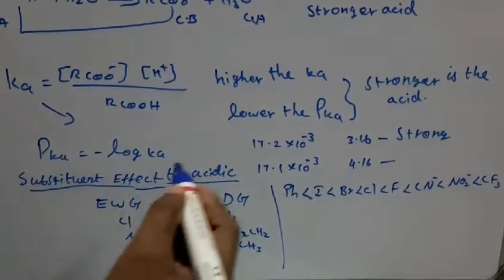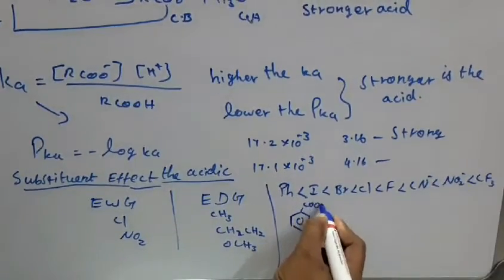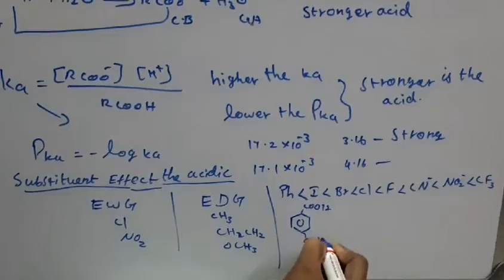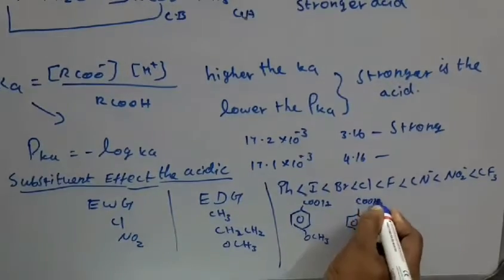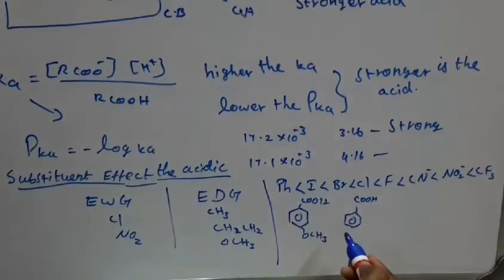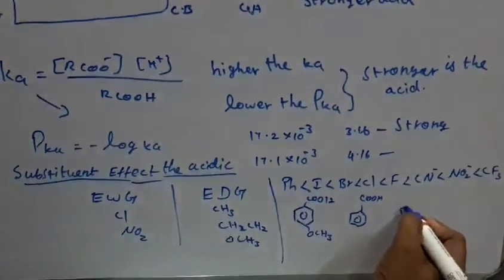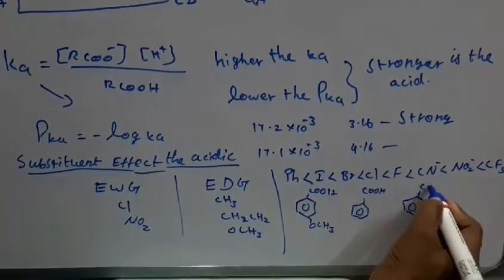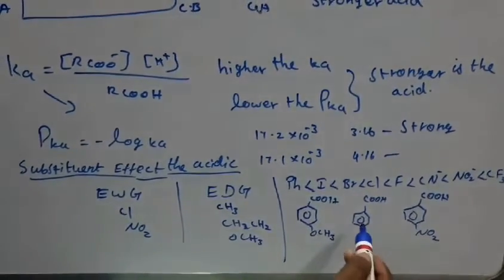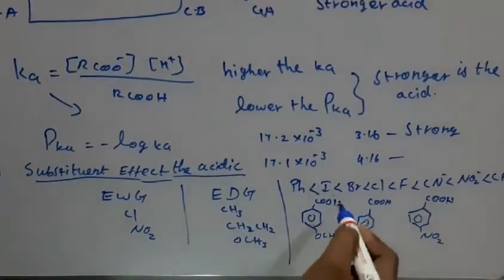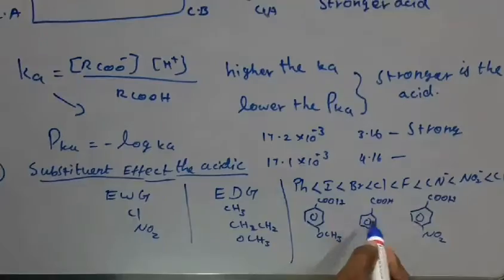Suppose, listen here, these three. This is COOH, and here the methoxy group is present. Another compound has only hydrogen. This is benzoic acid. This one is methoxy benzoic acid. And here you see this is benzoic acid with the NO2 group present. So the effect of substituent is to increase or decrease the acidic character. Here this is A, this is B, this is C.